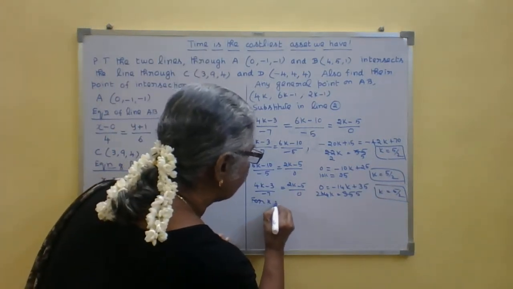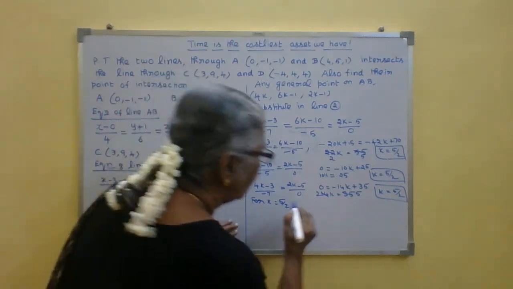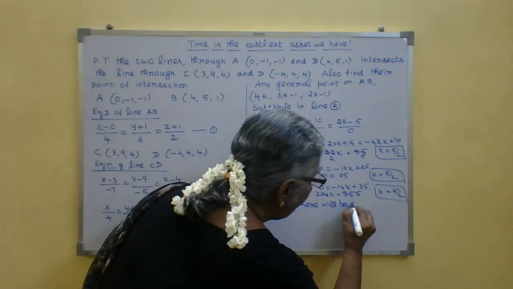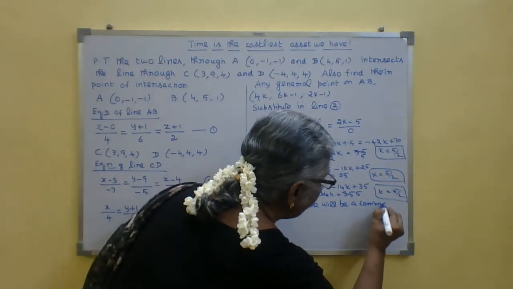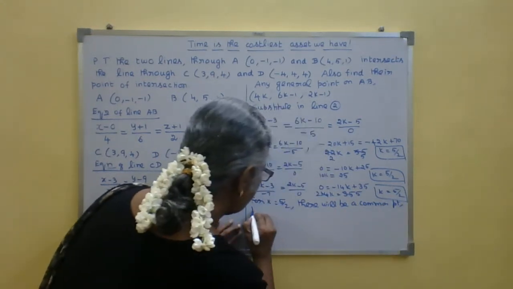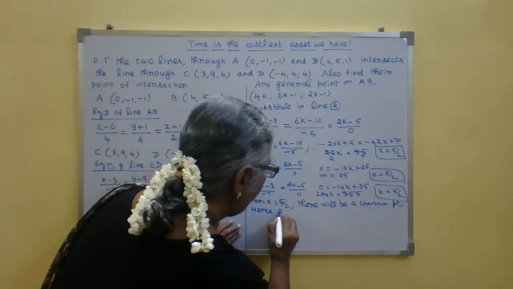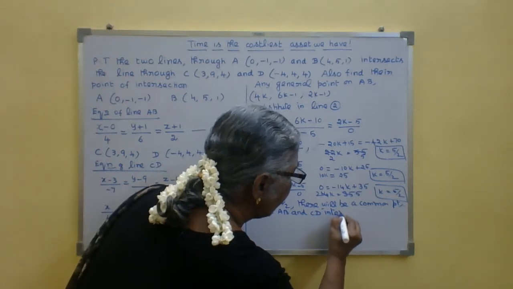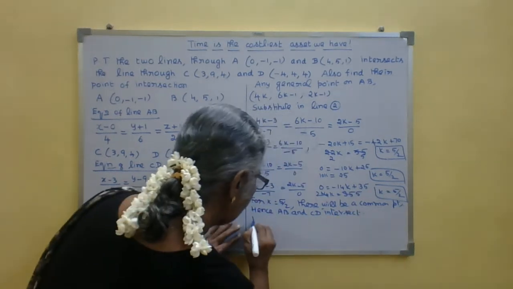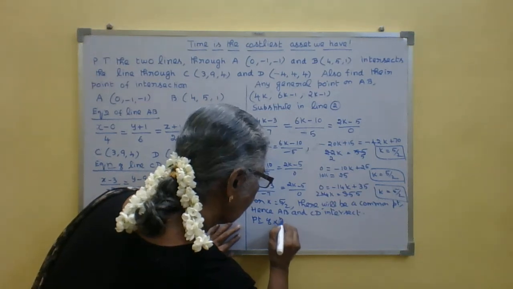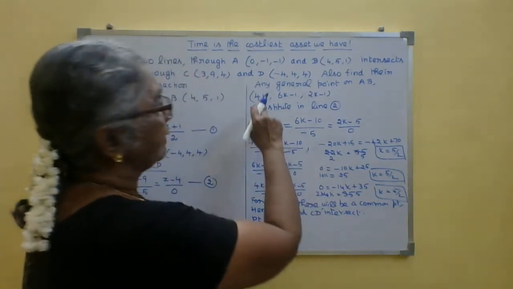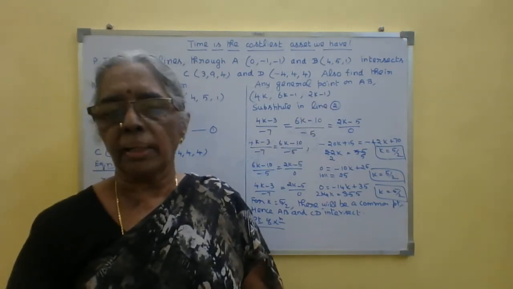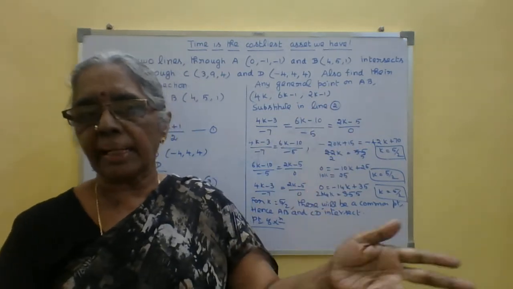So for k is equal to 5 by 2, there will be a common point. Hence AB and CD intersect. I have concluded. Now to find the point of intersection. Okay, I know the point of intersection is that (4k, 6k minus 1, 2k minus 1), because that only I substituted in the second equation also.